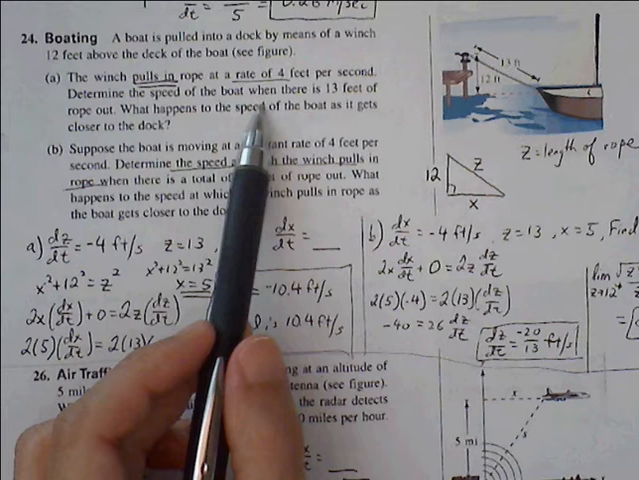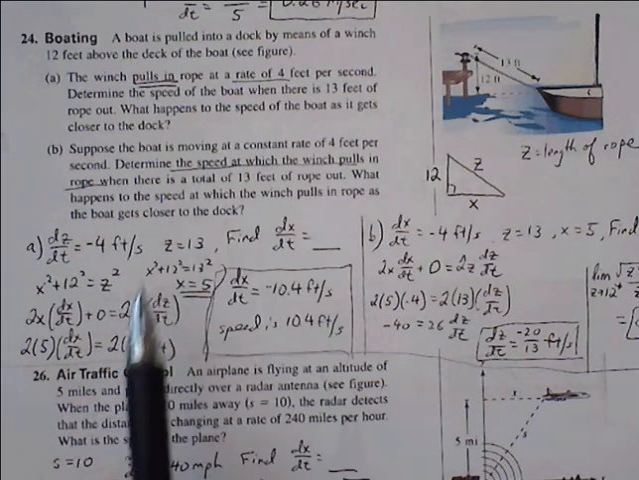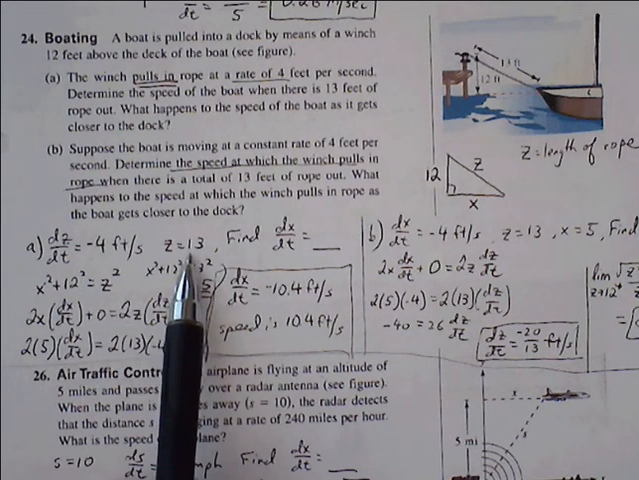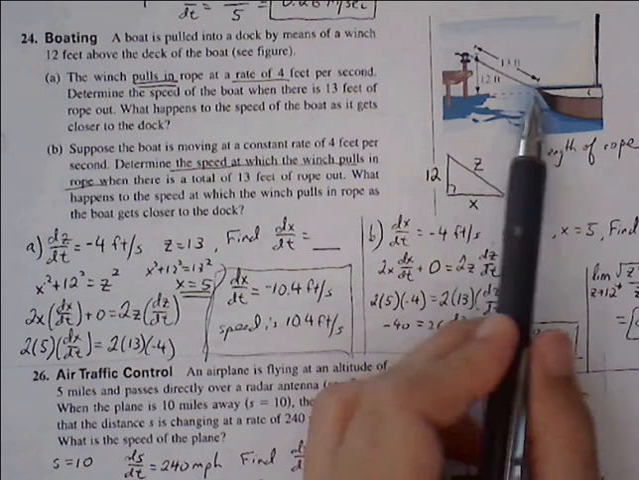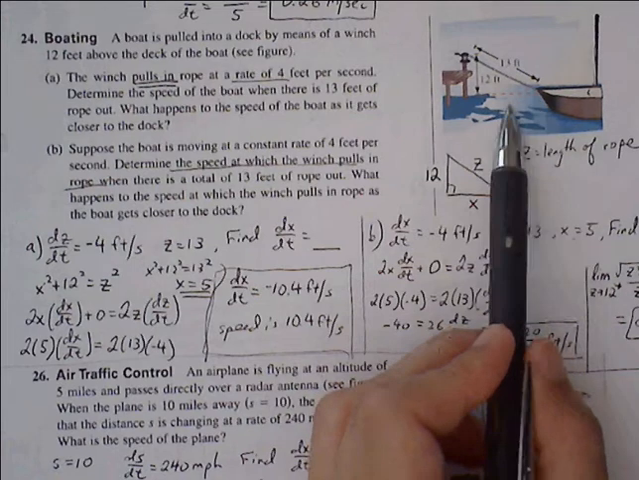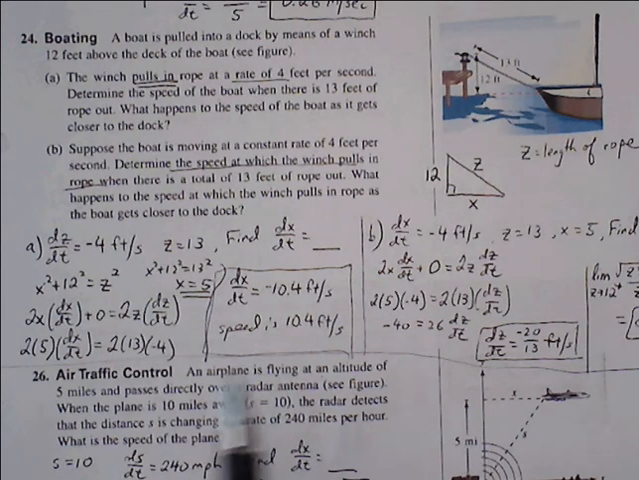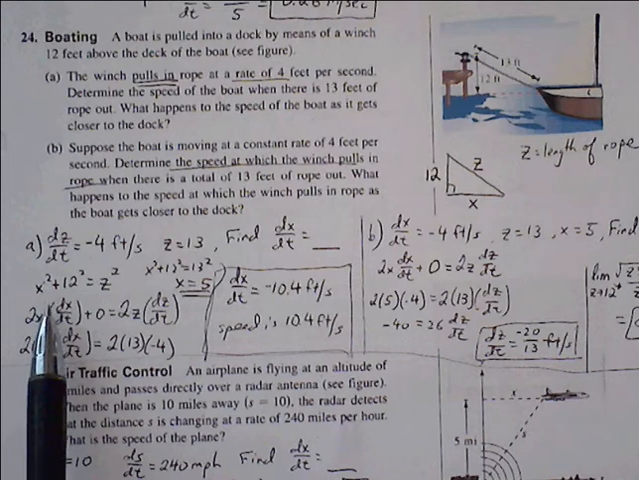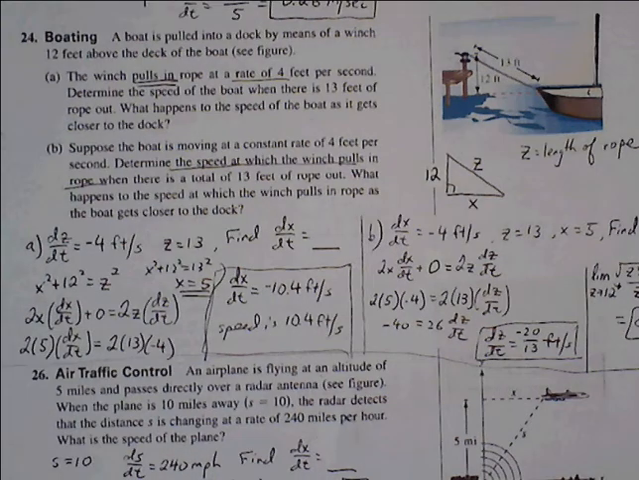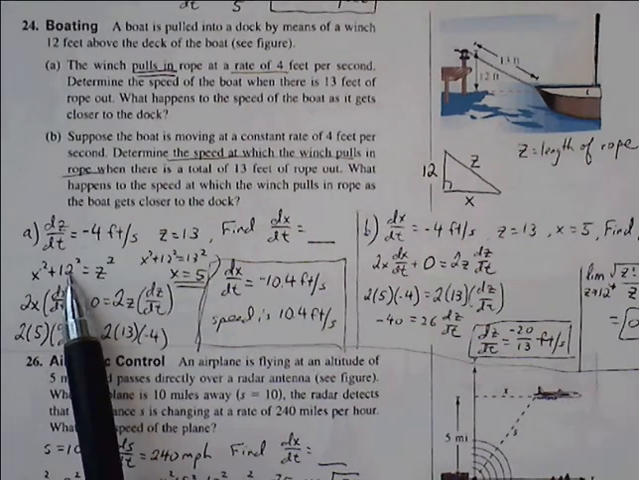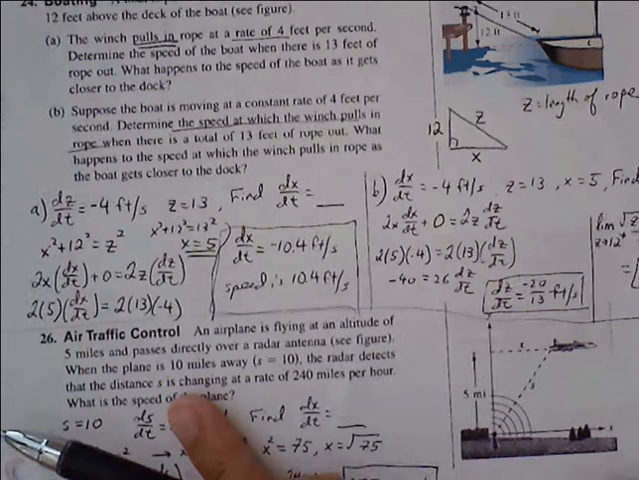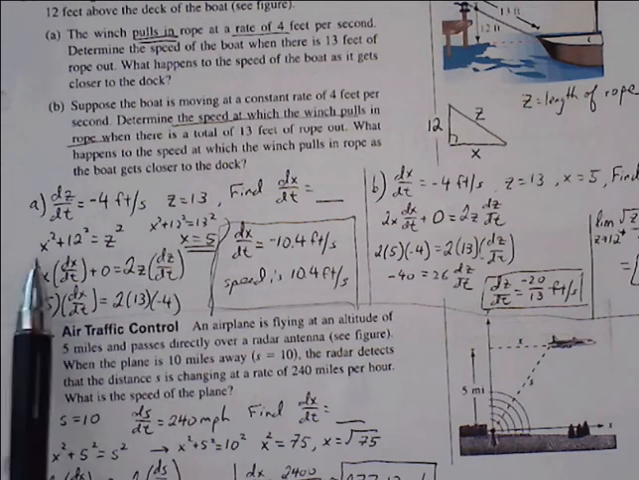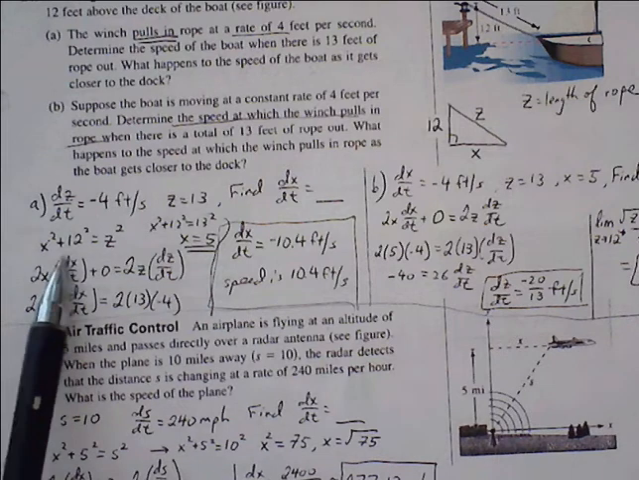Determine the speed of the boat when there is 13 feet of rope out. So we know z is the length of the rope. The moment when z is 13, we want to find dx/dt, which is the speed of the boat, or the rate at which the boat is moving towards the dock. And again, we are dealing with the Pythagorean theorem, so x squared plus y squared equals z squared. We can replace y with 12 since this value is not changing. It'll remain a constant all the way throughout the problem. So x squared plus 12 squared equals z squared. Let's go ahead and find the derivative.